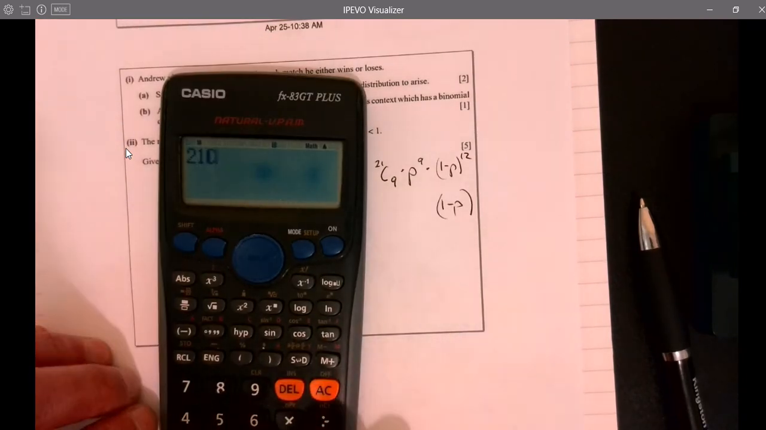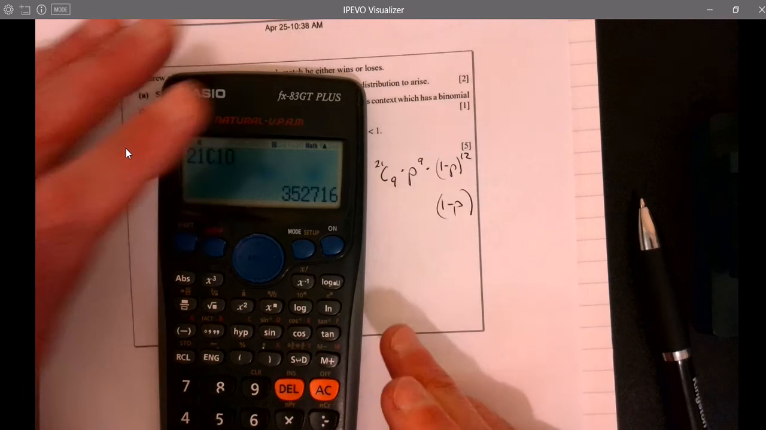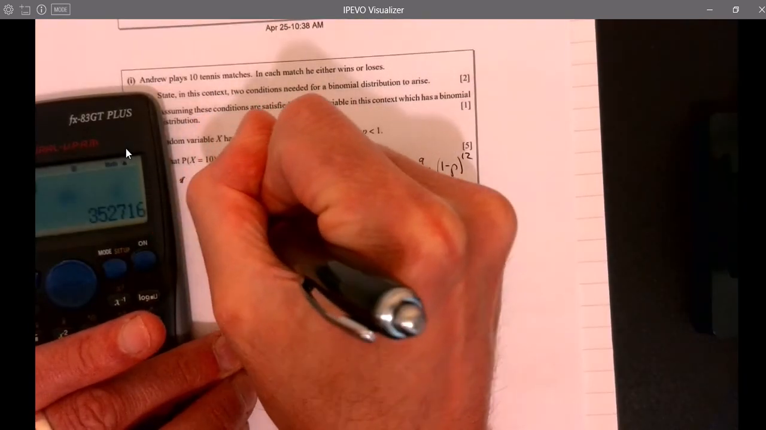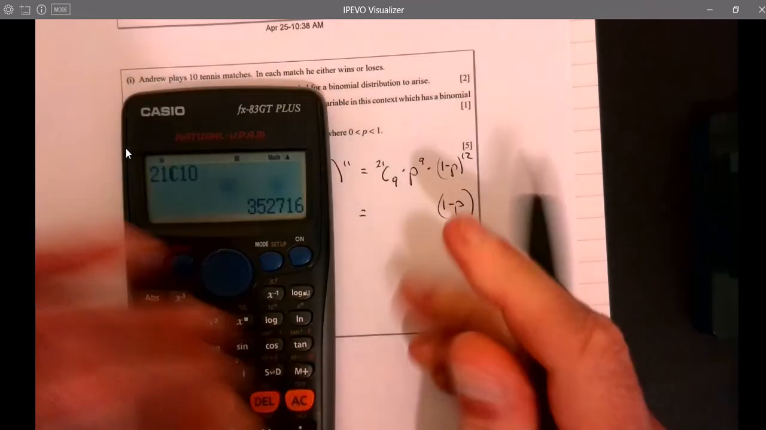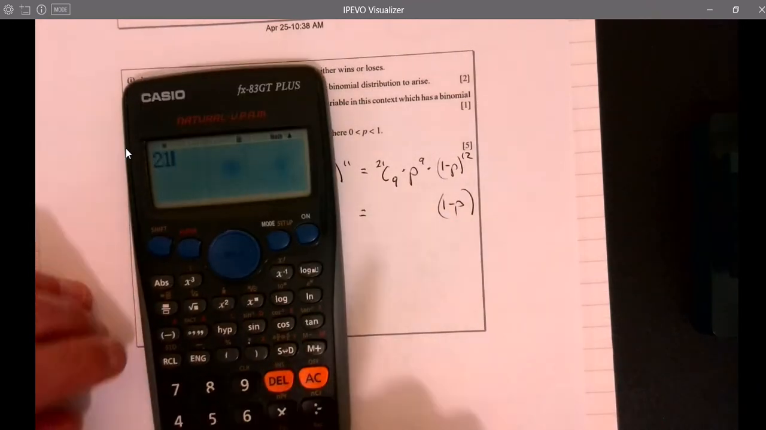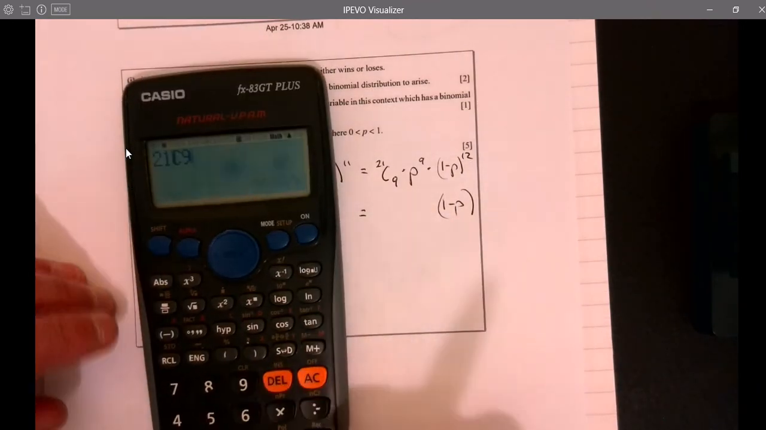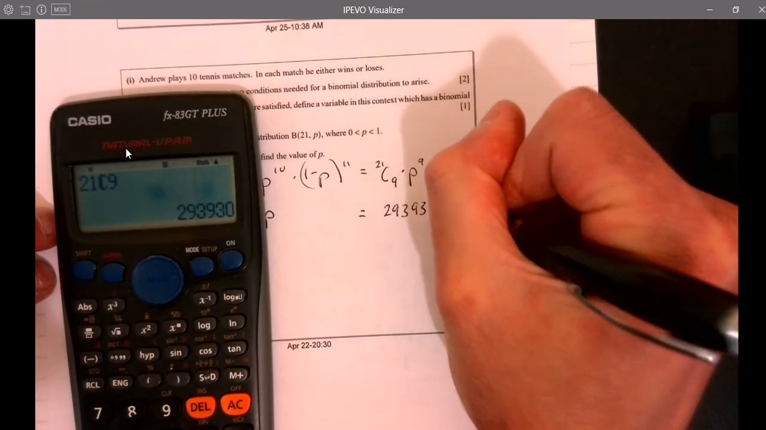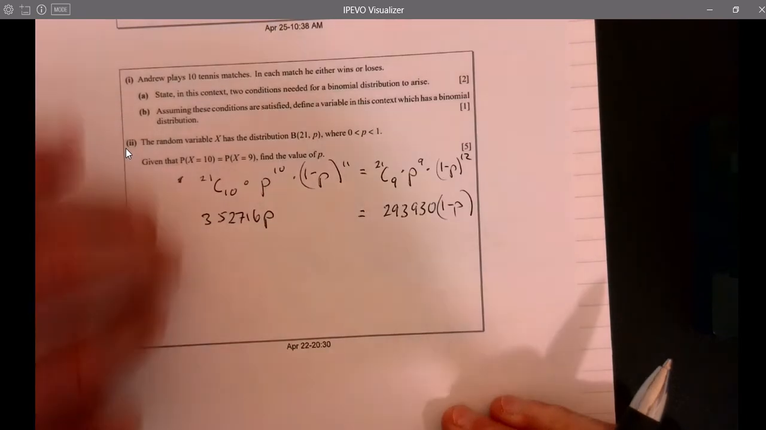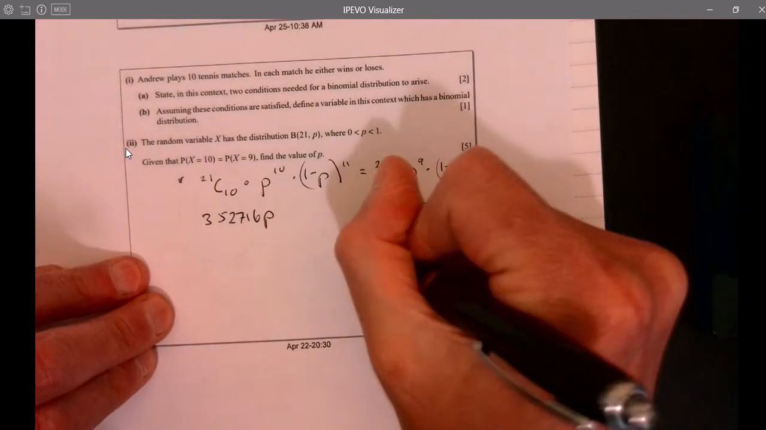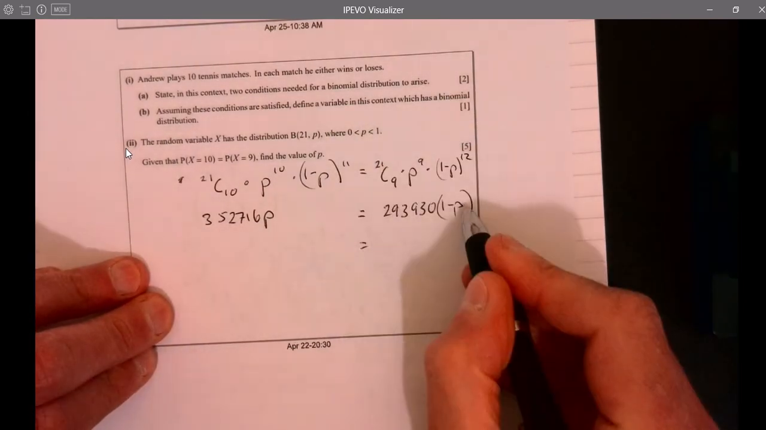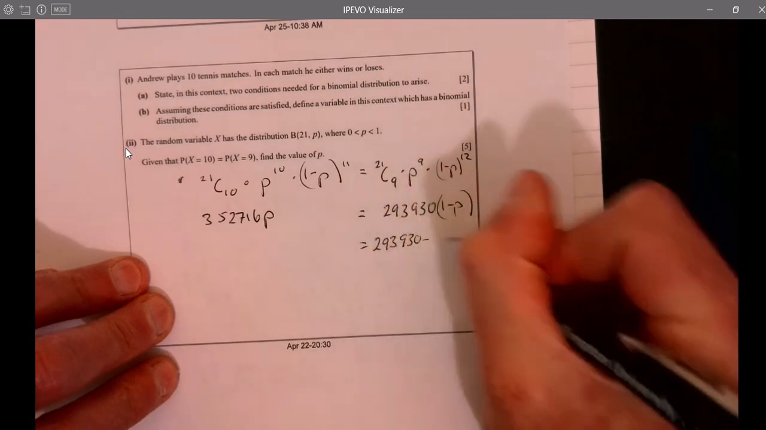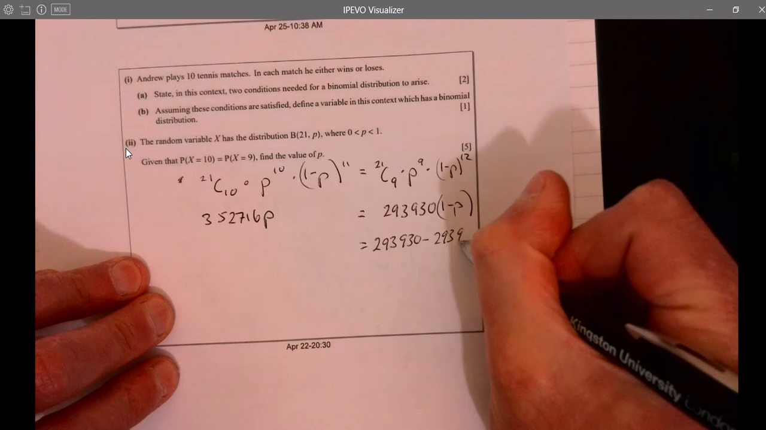There we go. What have we got? Horrible number: 352716. And then 21 choose 9. There we go. Equally horrible number: 293930. Don't worry about it too much though, because probably the easiest thing to do is to multiply this out. 293930, take away 293930 p.